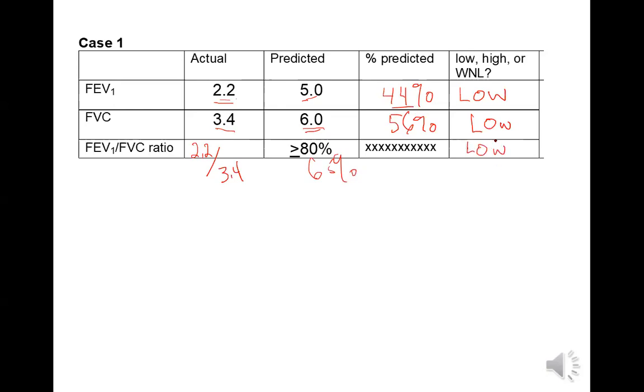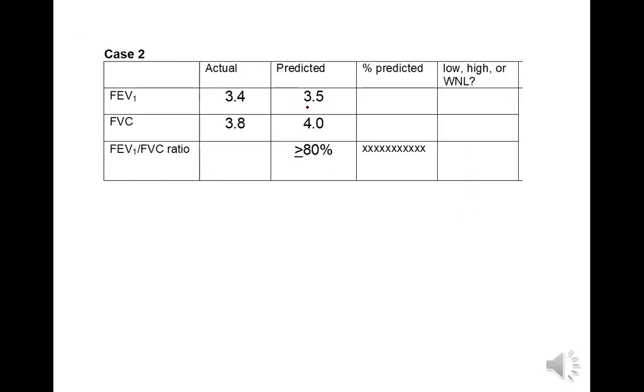So what do we have here? What can we write? Within normal limits? In this case, is it obstructive or is it restrictive? They're all low. That's obstructive. Yeah, so write a big O in your book. But I think it's the same problem, the same numbers. That's obstructive.